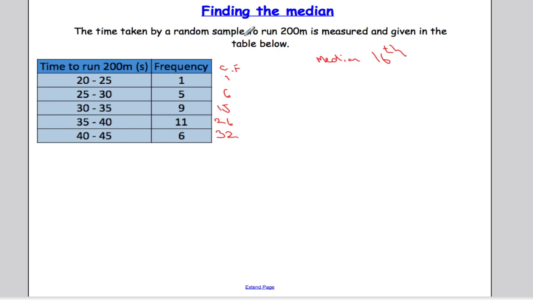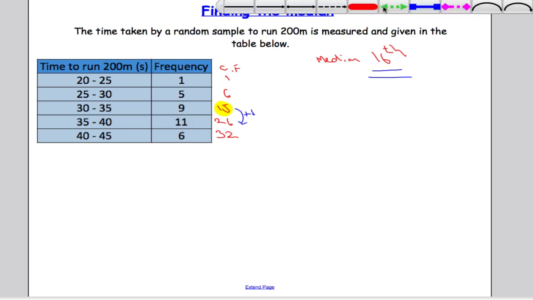Now, let's have a look at our cumulative frequency and see if we can work out where the 16th person is, because that would be really nice. And we have 15, then it goes to 26, so we're a little bit unlucky. But we've got 15 people here. I will need one more person. I need one more person to get that magic 16. So I only need one out of this whole group.